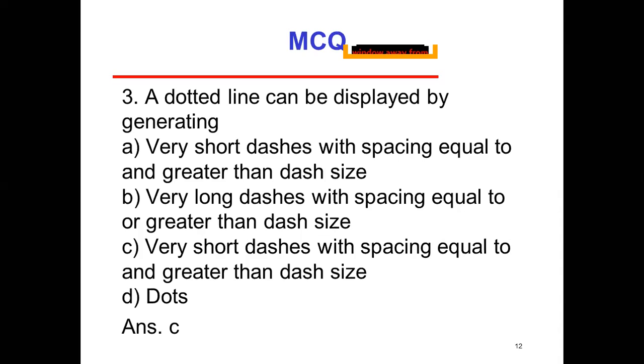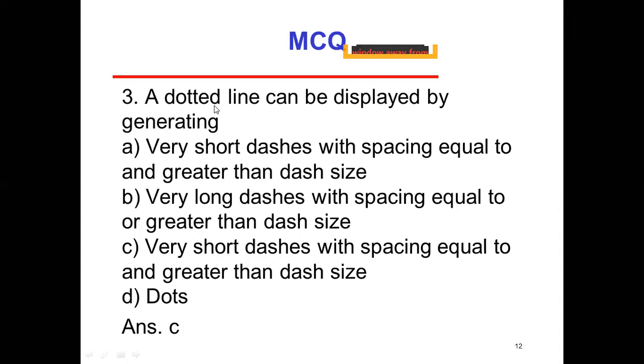So a dotted line can be displayed by generating very short dashes with spacing equal to or greater than dash size, very long dashes with spacing equal to or greater than dash size, or very short dashes with spacing equal to and greater than dash size. So how will we get the dotted line? We get the dotted line if there are very short dashes with spacing equal to and greater than the dash size. So in this case, C is the correct answer.